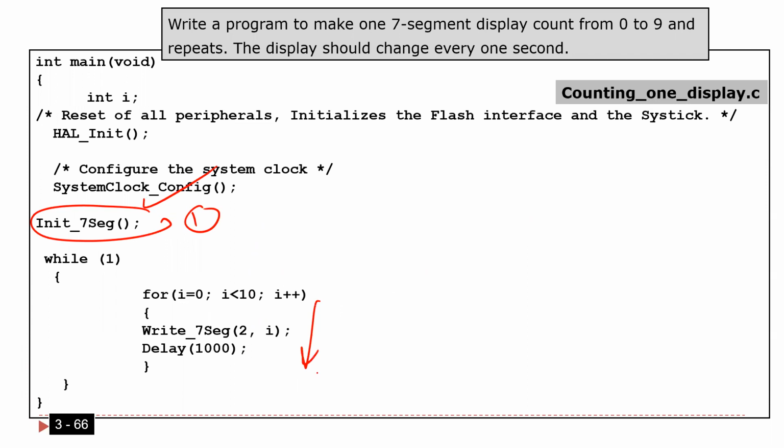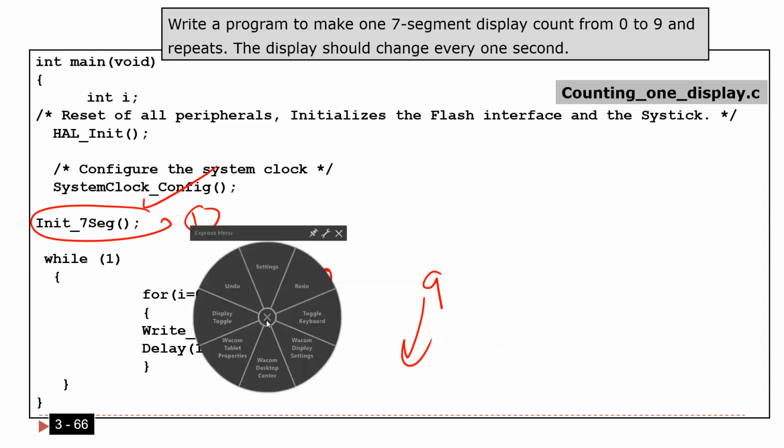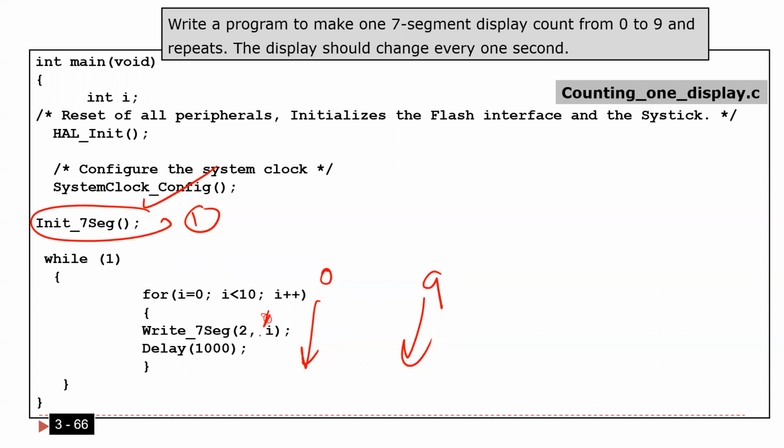This for loop should loop 10 times from 0 until 9. So as you see here, guys, in the first iteration, I'm going to display number 0 on display number 2. Then I'm going to wait 1 second, and then I'm going to display 1. Wait 1 second. I'm going to display 2. Wait 1 second, and so on.